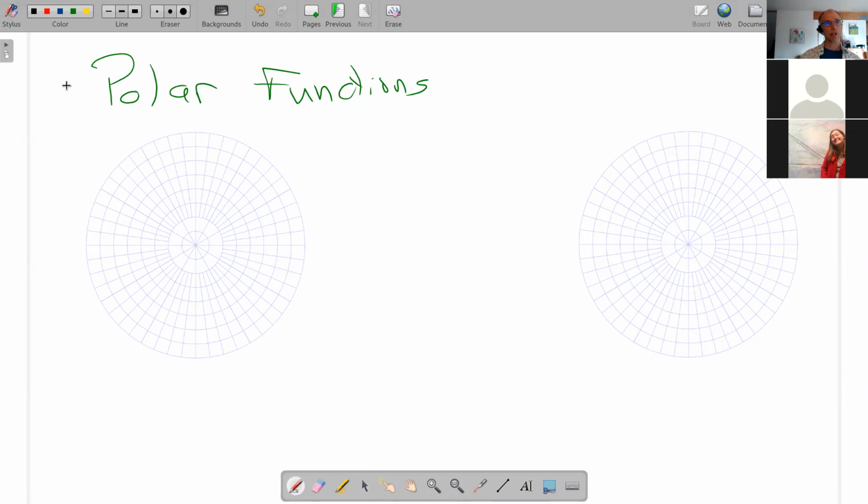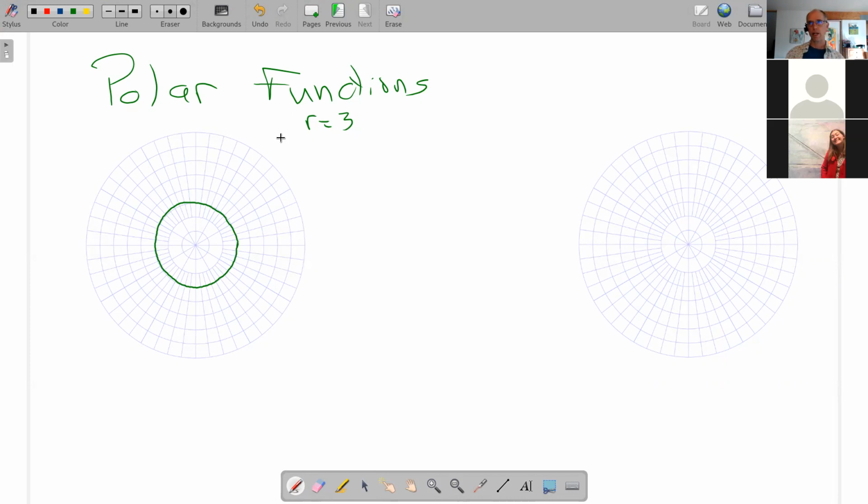So super simple things to graph in polar: r equals 3. So if I count my concentric circles as 1, 2, 3, this is the third ring out. So r equals 3 would just be this circle right here. So I mentioned that earlier, circles centered at the pole, which is another name for the origin, super simple equation.